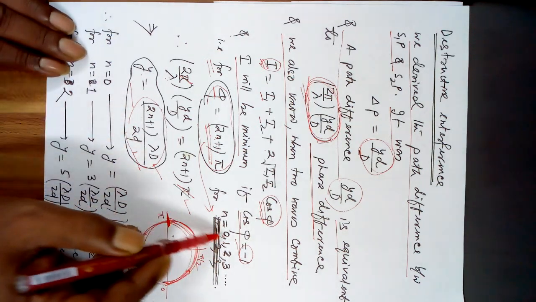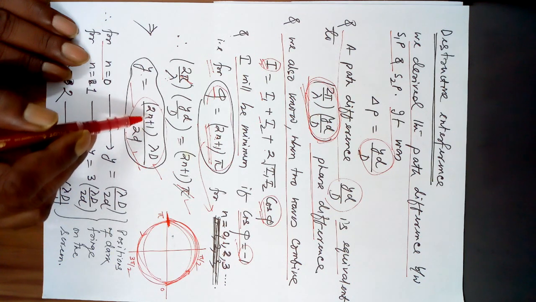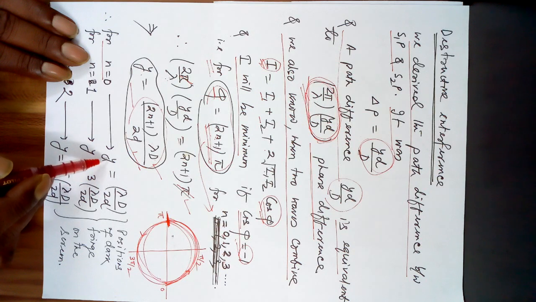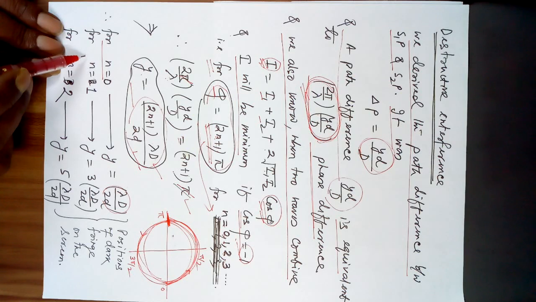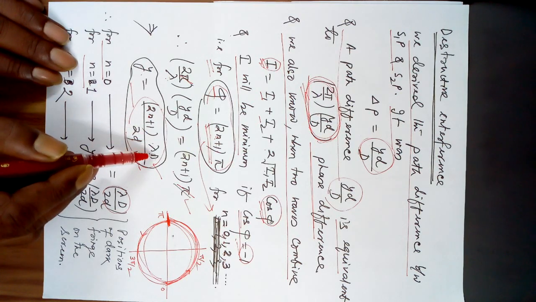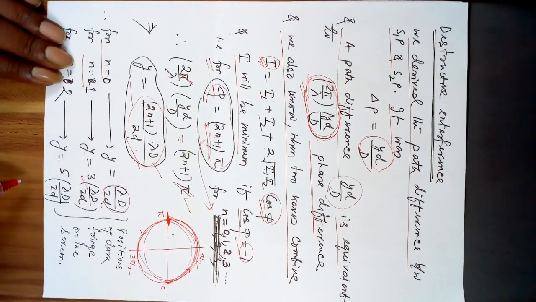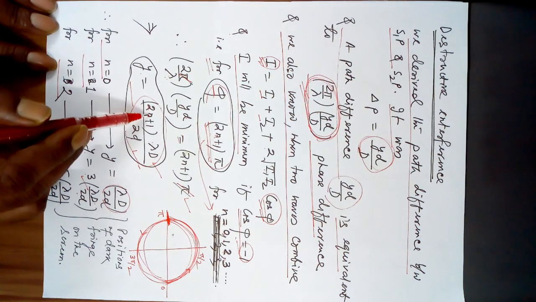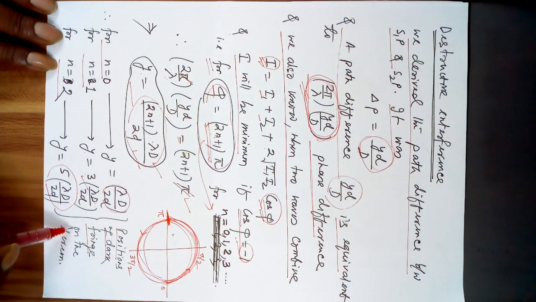So let us put n is equal to 0. So for n is equal to 0, this becomes 0. So lambda capital D over 2d. So y is equal to lambda capital D over 2d is the first position. Then for n is equal to 1, put 1 here, 2 plus 1, 3 lambda capital D over 2d. So y is equal to 3 lambda capital D over 2d is the second position. For n is equal to 2, put n is equal to 2 here. So 4 plus 1, 5 lambda capital D over 2d. So this is the position where the intensity is minimum. So this is the position of dark fringes.